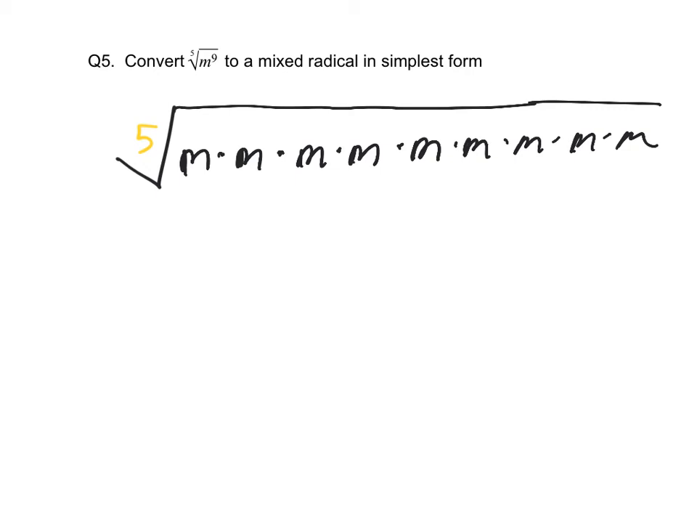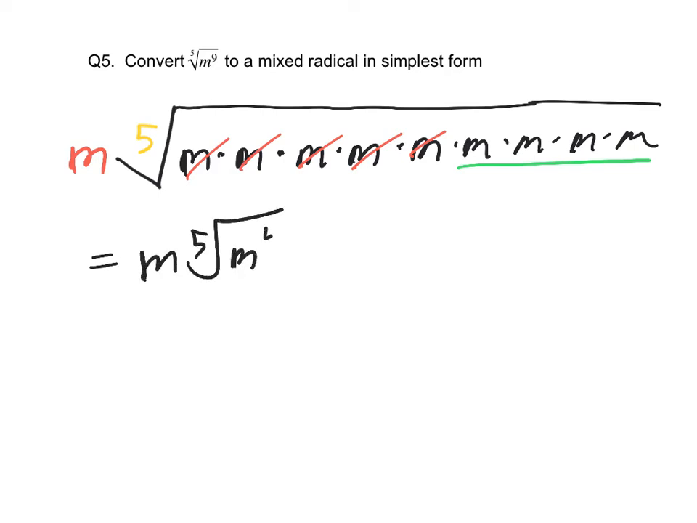I want the fifth root. So that means I need 5 copies of m taken out. So 1, 2, 3, 4, 5. And looking at what's left, we have 1, 2, 3, 4. So we can't take another m out because there are not 5 copies of it. So what is our answer? This is m times the fifth root of m to the power of 4.